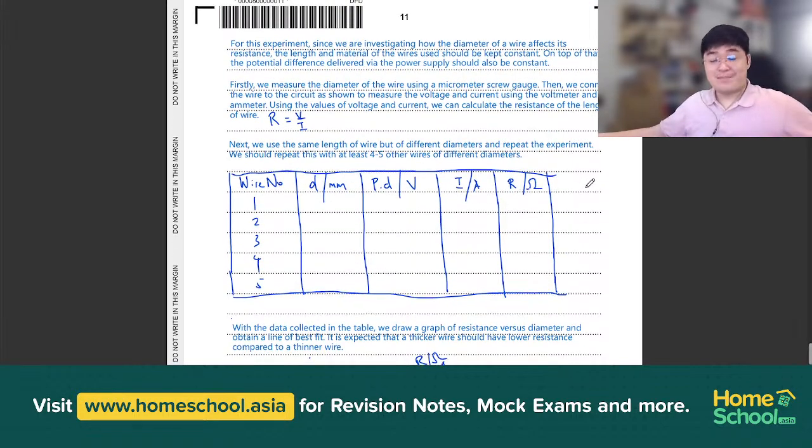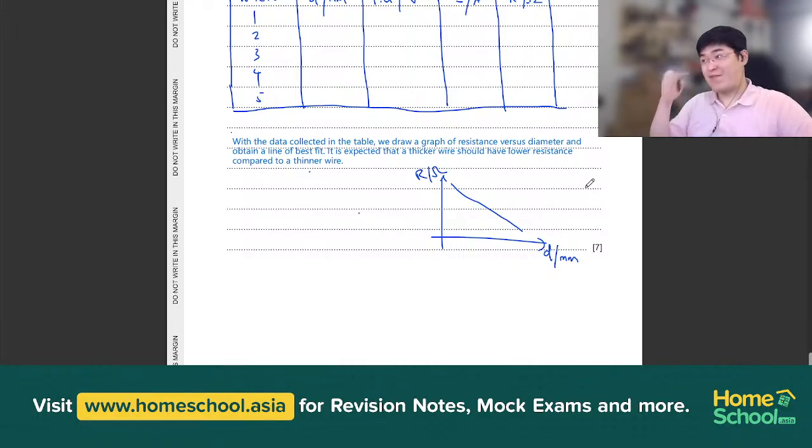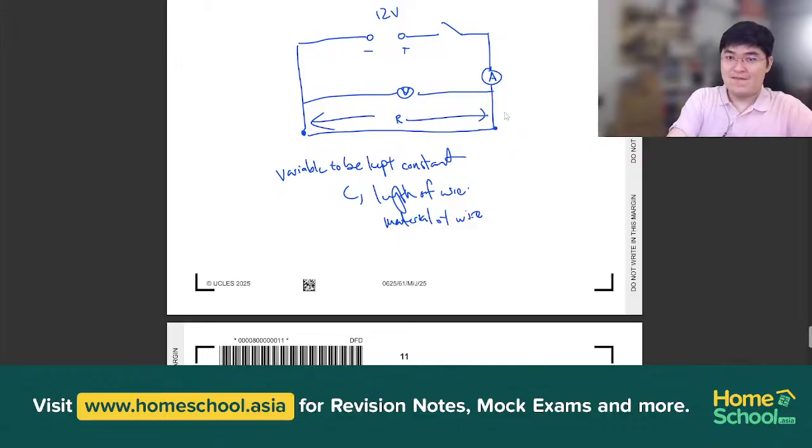So this question is worth 7 marks. How are we going to get the full 7 marks? First mark is given for a good circuit diagram. That's your first mark.